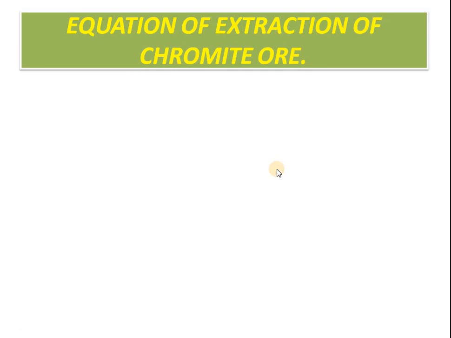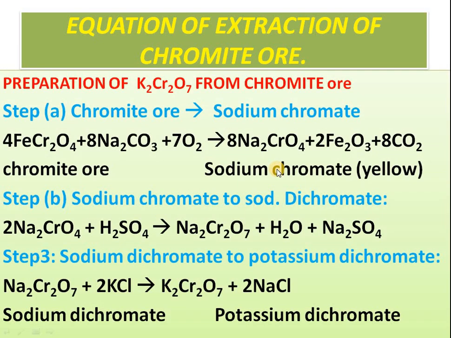Let us see these reactions in detail. So we have chromite ore, we are going to convert it into sodium chromate. We are doing fusion with what? Sodium carbonate and oxygen. So what you are going to get is sodium chromate with iron oxide and carbon dioxide. And this chromate has a yellow color.